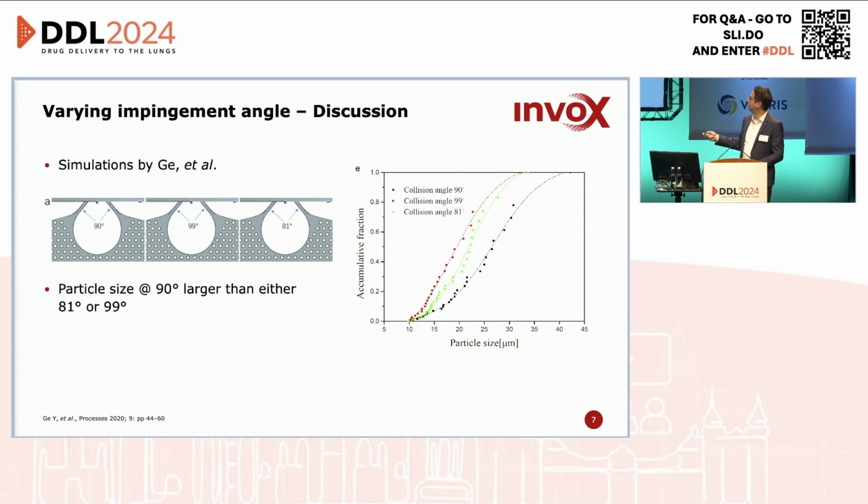the 81 or 99 degrees. The remarkable difference is that they kept the distance between the exits constant at all times, whereas for us, since we kept the channel length and the diameter of the circle constant, the distance between the exits is changing. So our impingement point comes closer to the nozzle as the impingement angle changes.